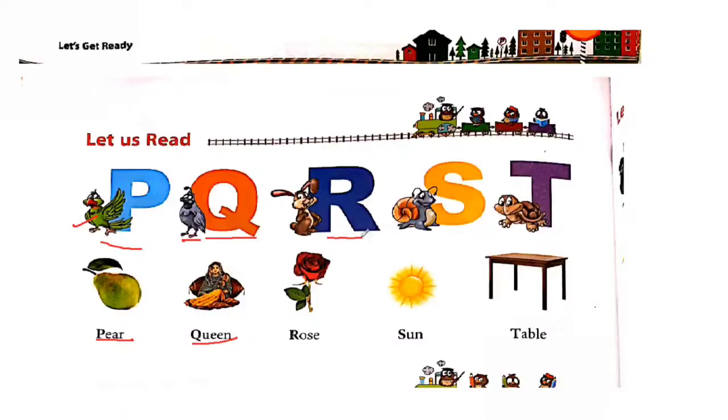Next, R. R for rabbit and also R for rose, R-O-S-E, rose. S is the picture of a snail and S for sun, S-U-N, sun. T. T for tortoise. This is the picture of a tortoise. And T for table, T-A-B-L-E. So P, Q, R, S and T are our next letters.